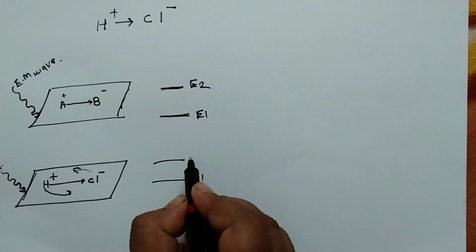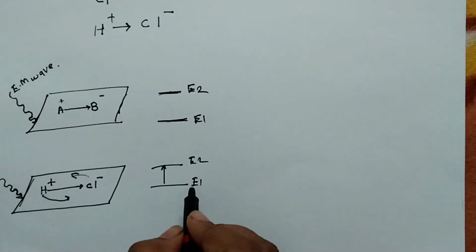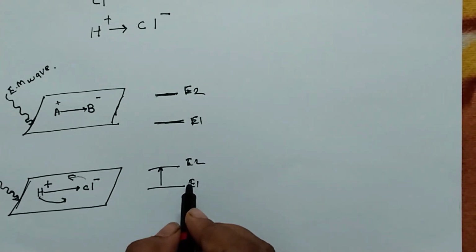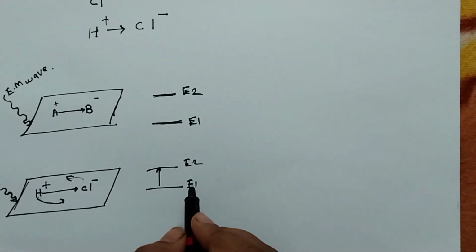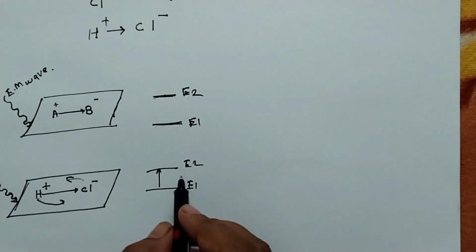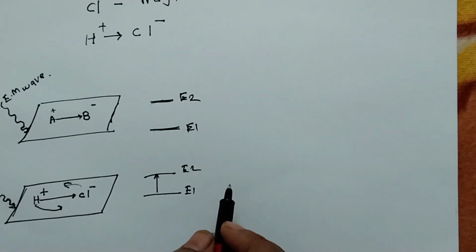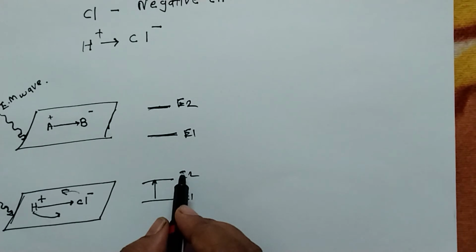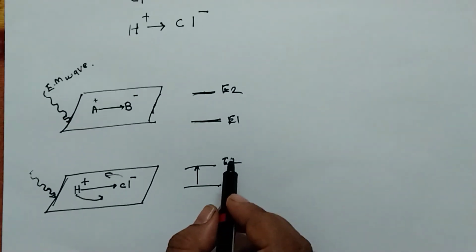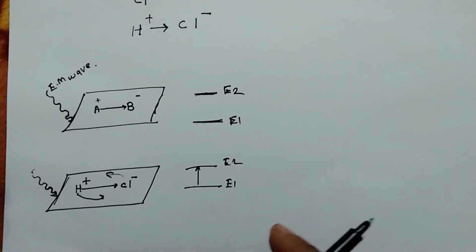First the molecule is in the E1 state, the lower state. Then when the EM wave radiation interacts with it, it goes to E2 and absorbs the radiation. The molecule is rotated from a lower energy level to a higher energy level. Rotational motion has quantized values.